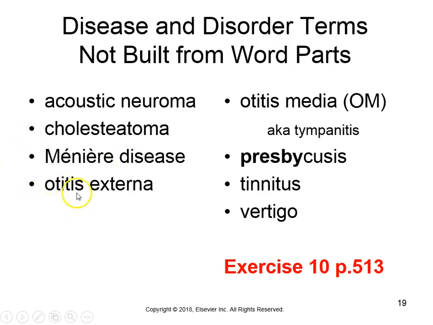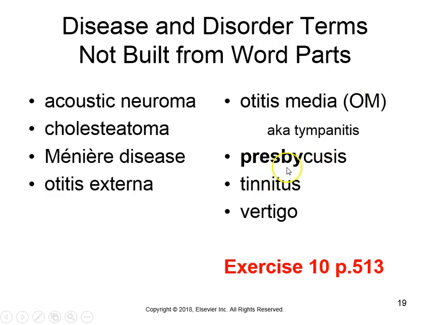In terms of ear infections, we have otitis externa. So this would be inflammation of the outer ear. Typically, you would use this if you have some kind of outer ear infection. Otitis media would be inflammation of the middle ear. OM. If we're going back to word parts, these two things pretty much mean the same thing. Otitis media and tympanitis both mean inflammation of the middle ear.